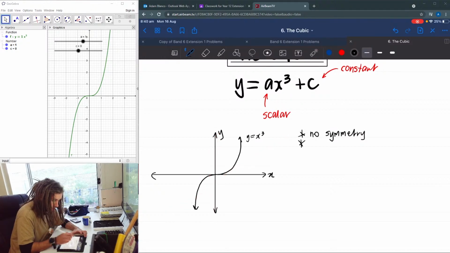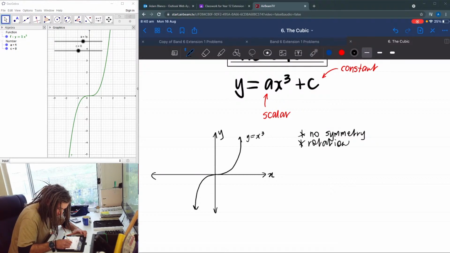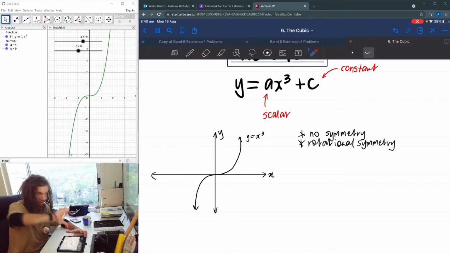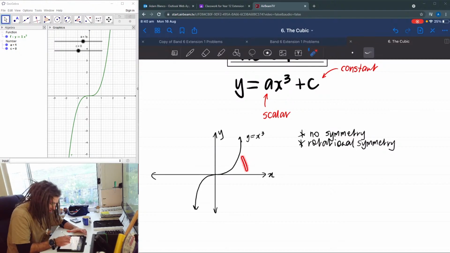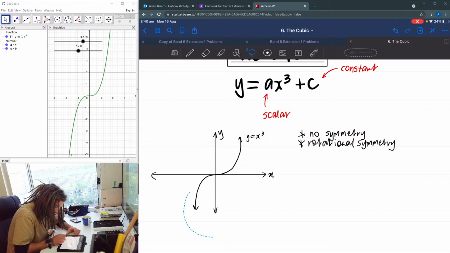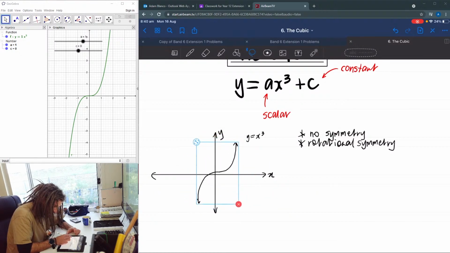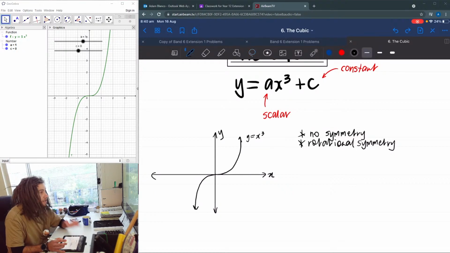It does actually have one form of symmetry, and it's called rotational. So it has rotational symmetry. Rotational symmetry means I can get this graph and physically twist it. If I twisted it around this way, I'd end up on the same spot. Let's grab this. If I rotate it, see how I've done a half rotation, it looks exactly like it did before. That's called rotational symmetry.